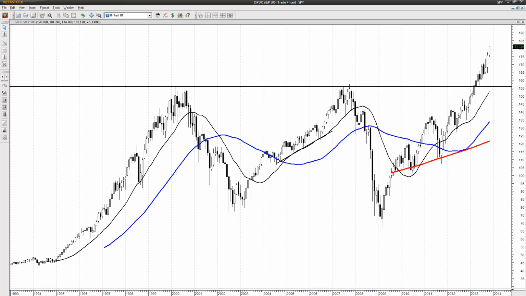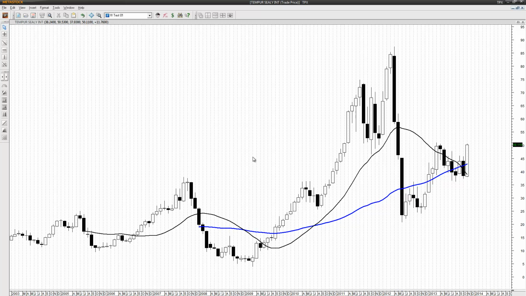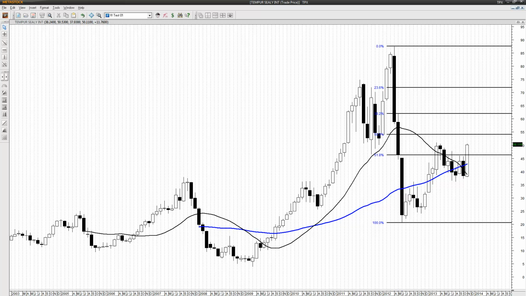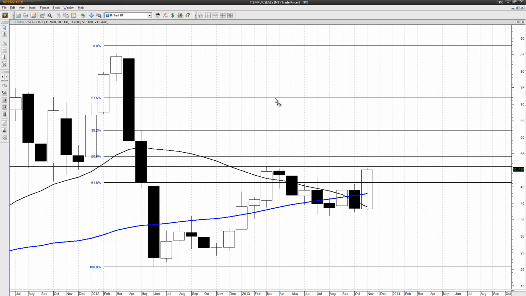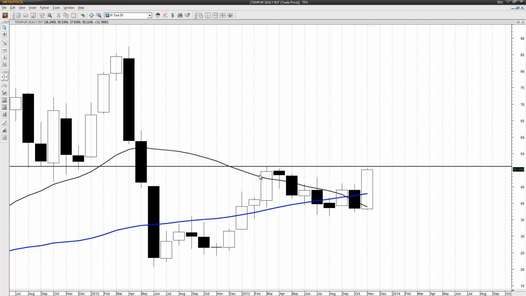Take a look at the first chart. This is Tempur, TPX. First I'm going to check if we have Fibonacci. No, but what we have is another pivot from March this year, and the high is 51.02. That's the level I'm going to use for my short sell limit order.